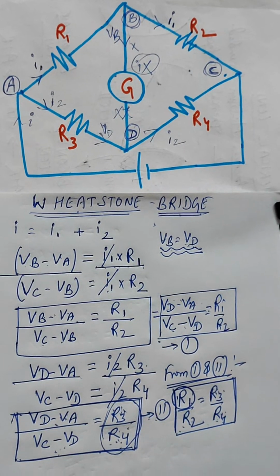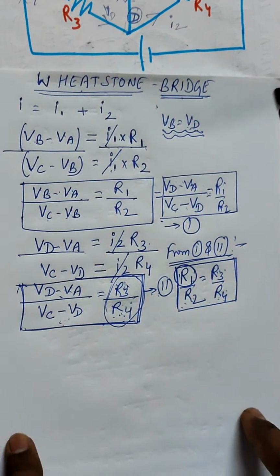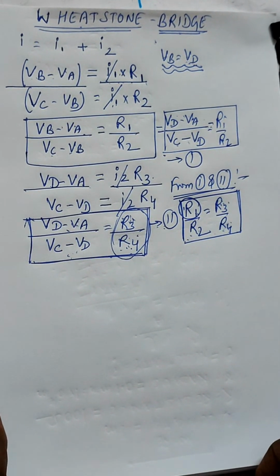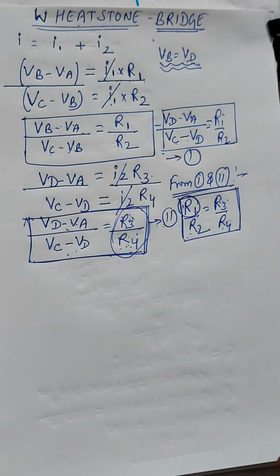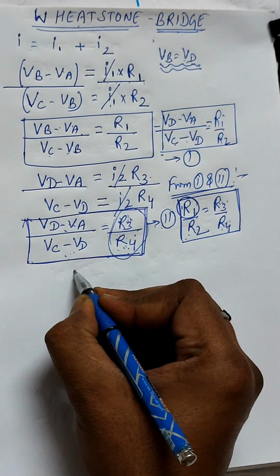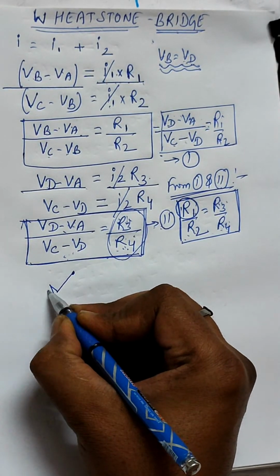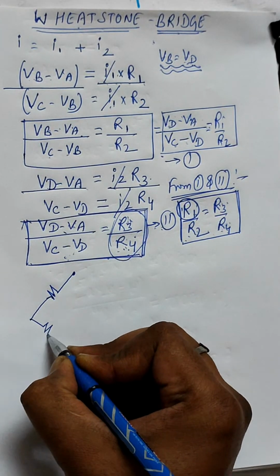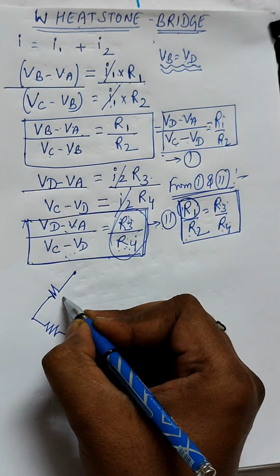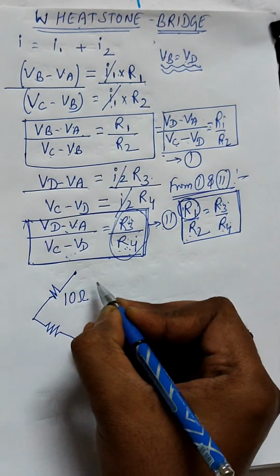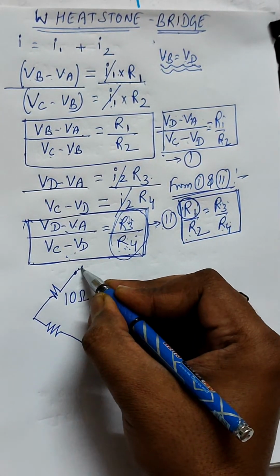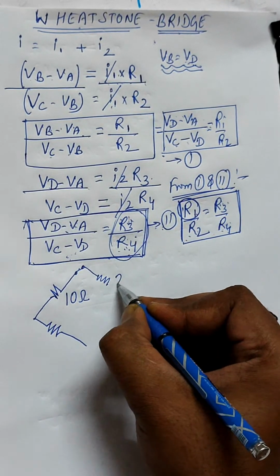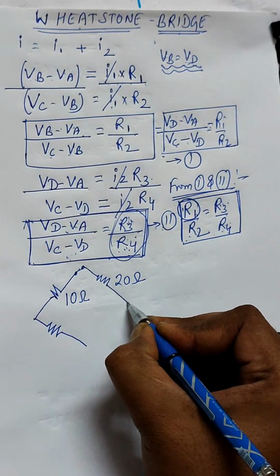Okay, let us solve an example first. In this example, we will be solving one question. In this question, a bridge is given to you. We are taking a bridge in which the two resistances here are 10 ohm, which was earlier our R1, and the resistance in another branch is 20 ohm, right?